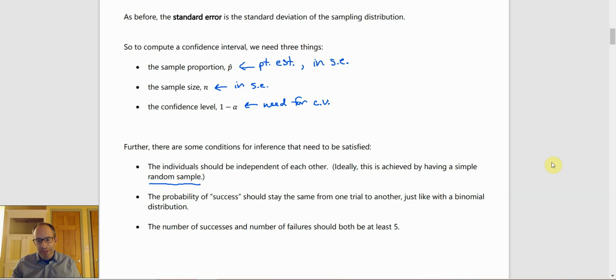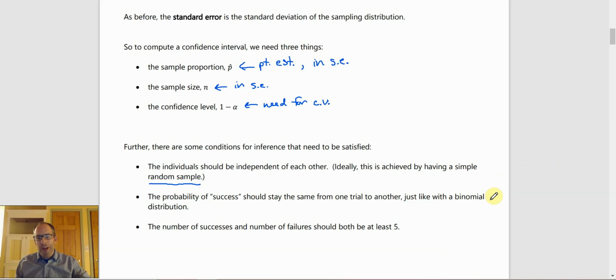Ideally, a simple random sample, right? The theory is based on the easiest situation that we had, that was a good sampling method. But really, if you have a random sample in general, you're fine. But that's not really a thing we're going to be too concerned with. The probability of success should stay the same from one trial to another, just like with a binomial. This also typically isn't a thing that we're going to have to check.